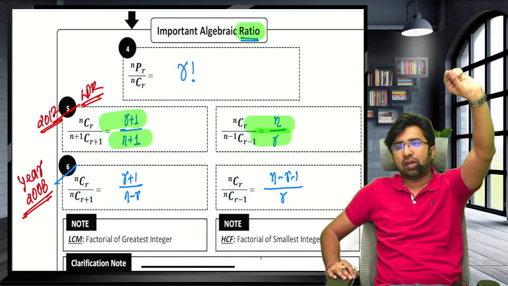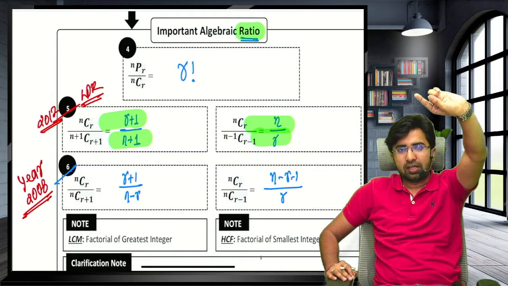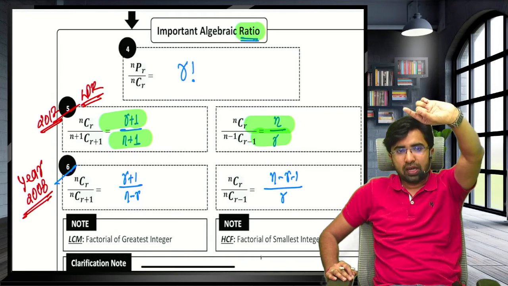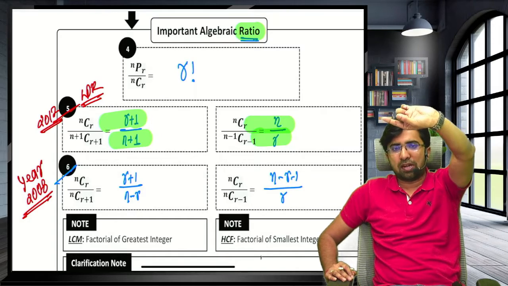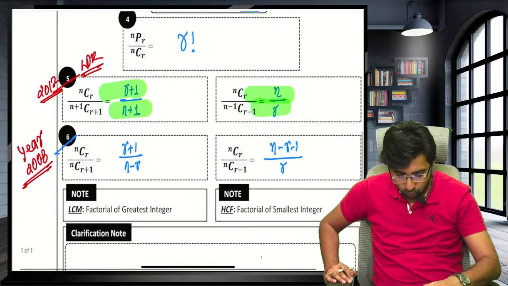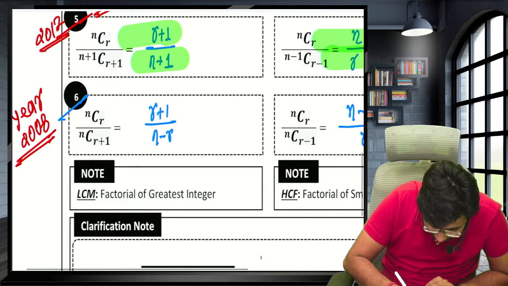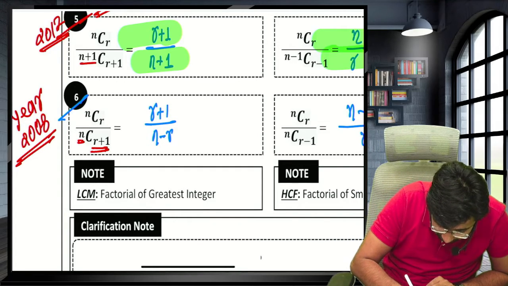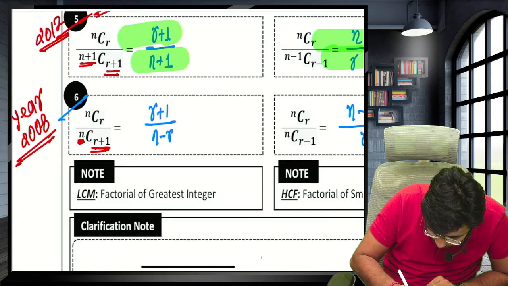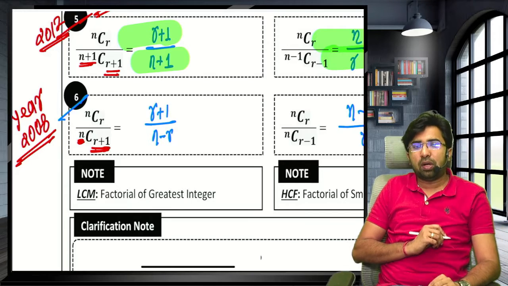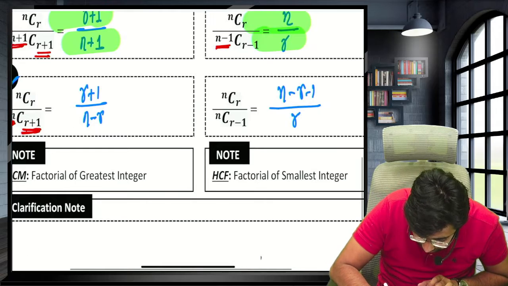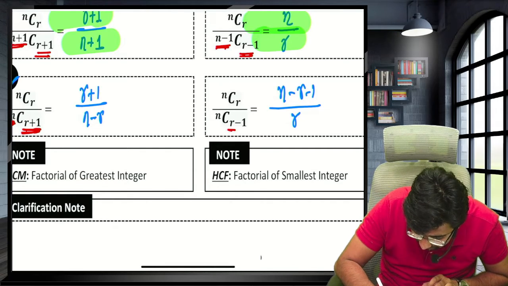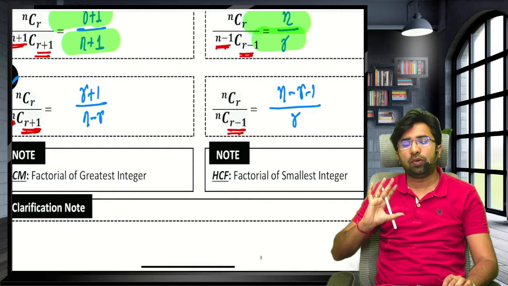One: NCR upon N plus 1 CR plus 1, that is R plus 1 upon N plus 1. Another: NCR upon N minus 1 CR minus 1, that is N upon R. And one NCR upon only, there is no addition in N, only in base. Here there is addition in N also, and here addition in R also. And the second ratio, no addition on N, only addition on R. R plus 1 upon N minus 1. Here there is reduction on N also and R also. And here only the reduction in R. This is the basic difference between the above two ratios.